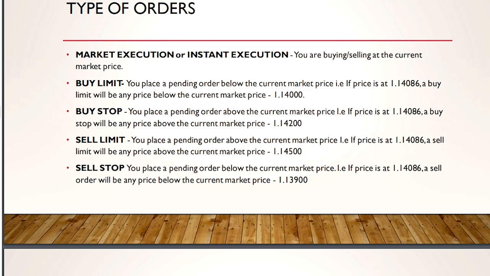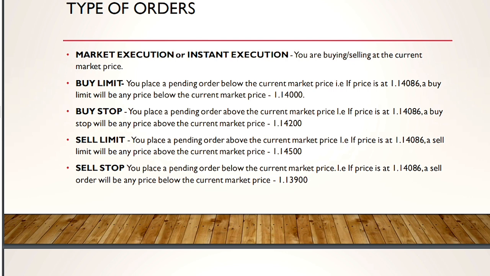In the same way, for sell limit, you place a sell pending order above the current market price. So the thing is just like inverse. It's like the opposite of the buy limit and the buy stop. So sell limit, now you place a pending order above the current market price. If price is at 1.14086, a sell limit will be any price above the current market price. So, in the case of buy limit, it is always below the current market price, but sell limit is above the current market price.